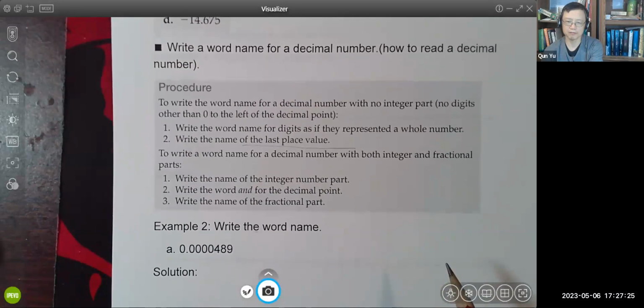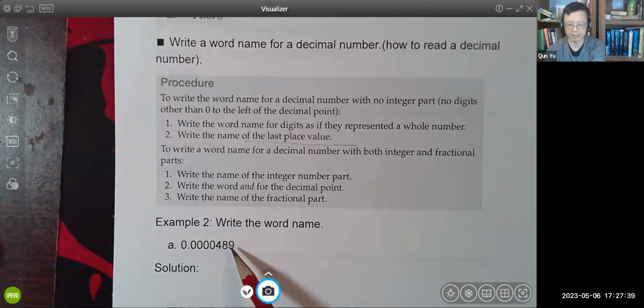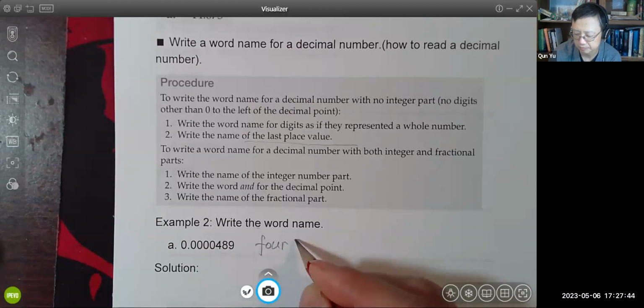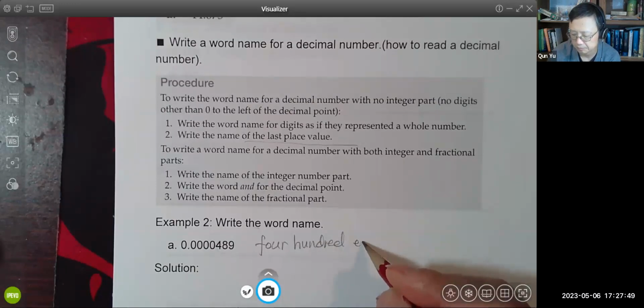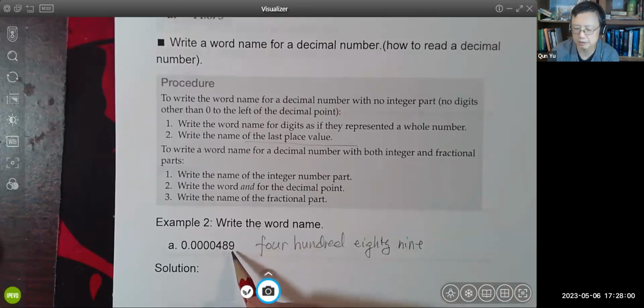Now let's look at our first example. Now we only have a decimal part. And first we read the decimal part as if it were a whole number. As a whole number, we don't need to read the zeros in front of it. So this is 489. Now we finish our reading with the place value of the last digit, the last place value.